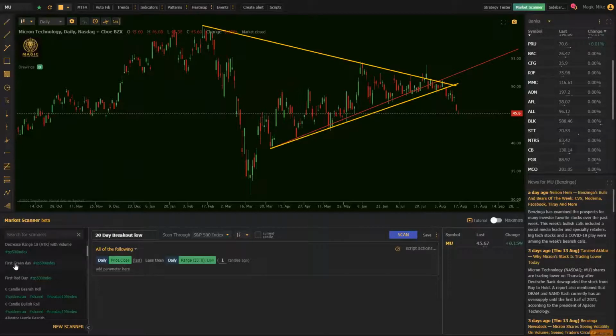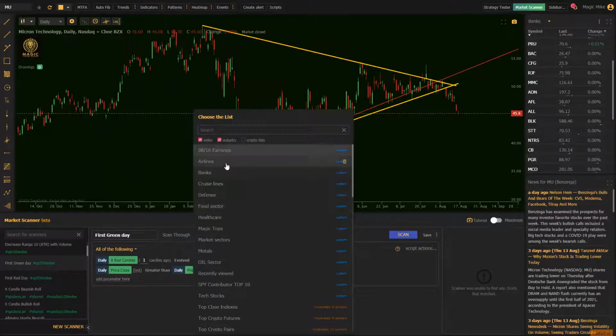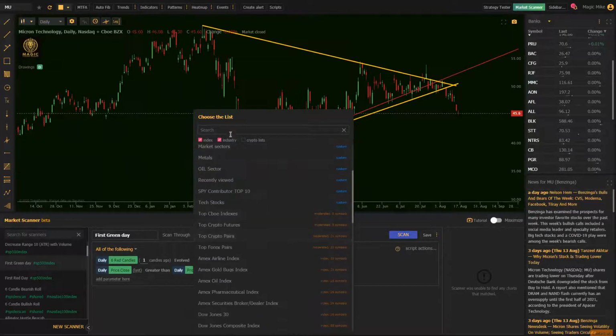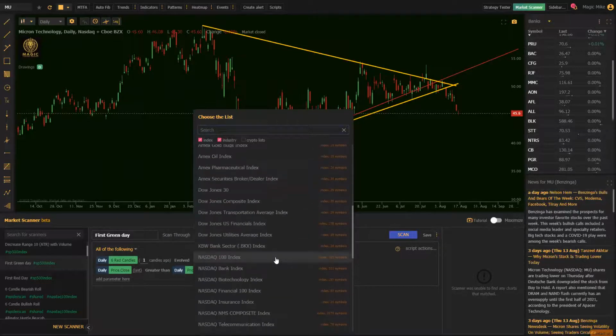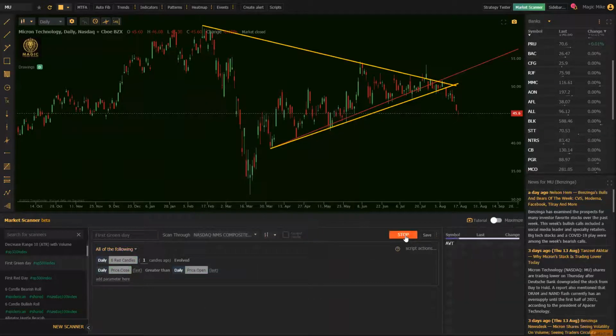Also, first green day. Some people like to have a scanner that screens for a first green day. I've obviously got this one saved with the parameters that make that scanner work. I hit scan. Let's see if there are any stocks that pull up on the S&P 500. No, there is none on the S&P 500 with a first green day. Let's say I go to another sector. Let's go to the NASDAQ. You'll probably find one in there. Yeah, 2,500, NASDAQ Composite. Let's scan there now and see if we find a stock.